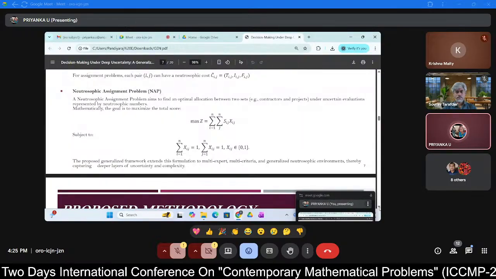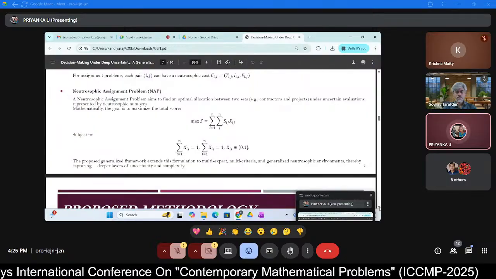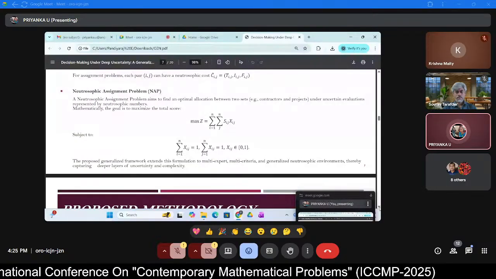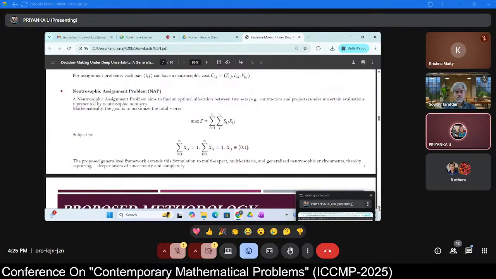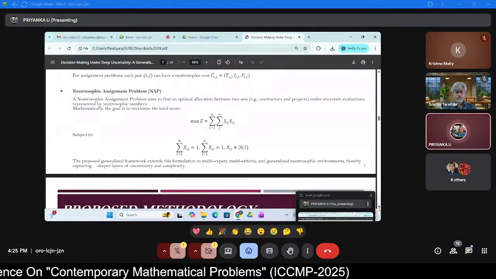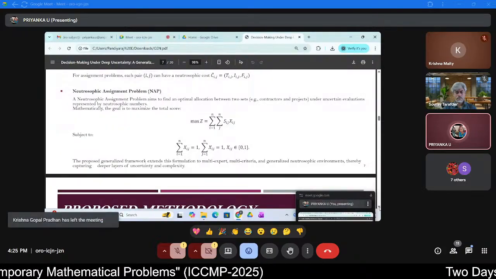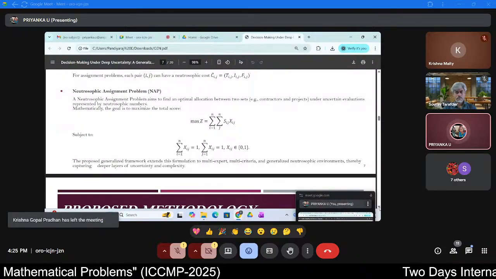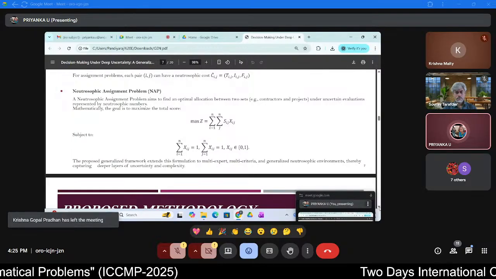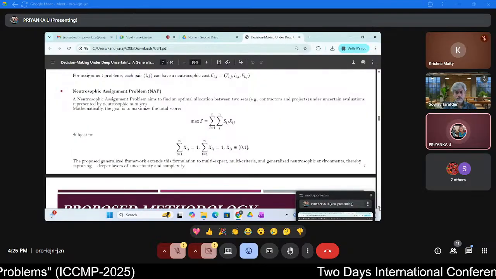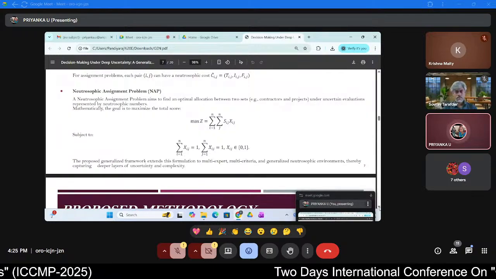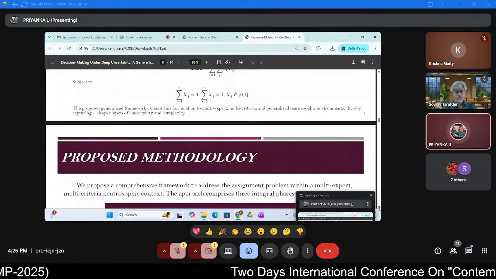Max Z is equal to the summation i equals 1 to n, summation j equals 1 to n, Sij Xij, subject to summation i equals 1 to n, Xij equals 1, summation j equals 1 to n, Xij equals 1, where Xij belongs to {0, 1}. The proposed generalized framework extends this formulation to multi-expert, multi-criteria, and generalized neutrosophic environments, thereby capturing deep layers of uncertainty and complexity.